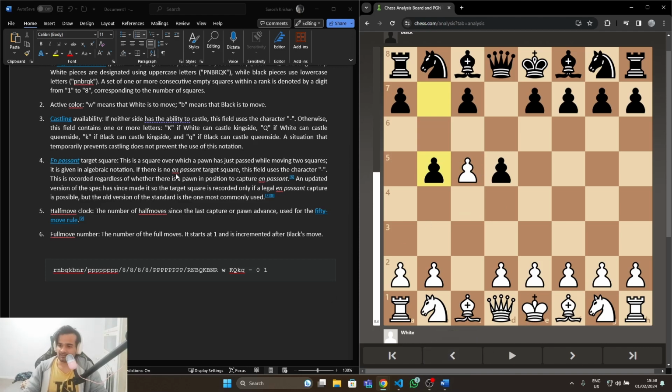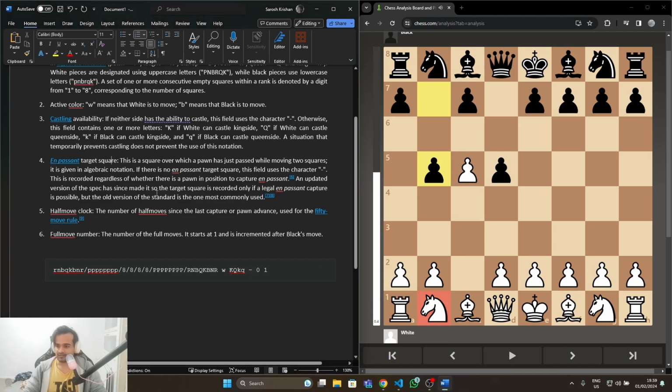Anyway, if there is no en passant target square, this field uses the dash character. What it would do is store the name of this square, the square over which a pawn has just passed while moving two squares. It is given in algebraic notation. If it's B6, it would be B6. But if there is no en passant target square, like if you can't en passant, if it's just this position, then it's just going to be a dash. But if it's like this, it's going to say B6 over here.